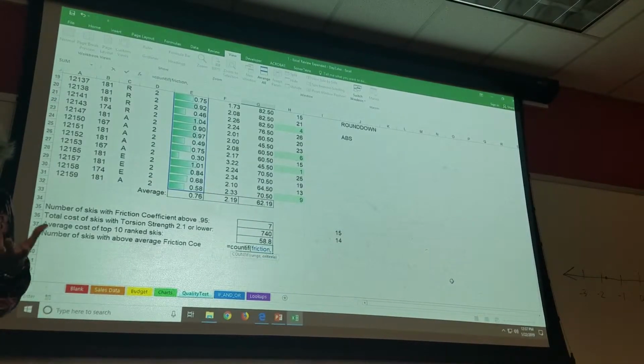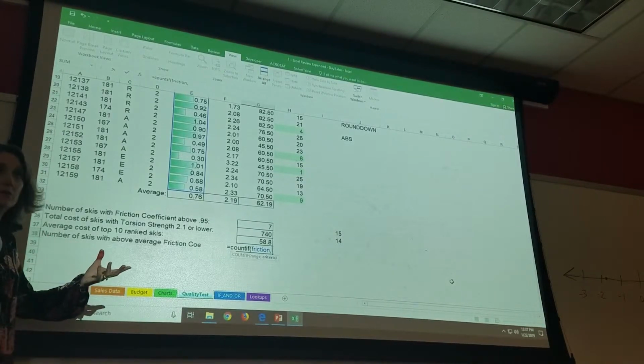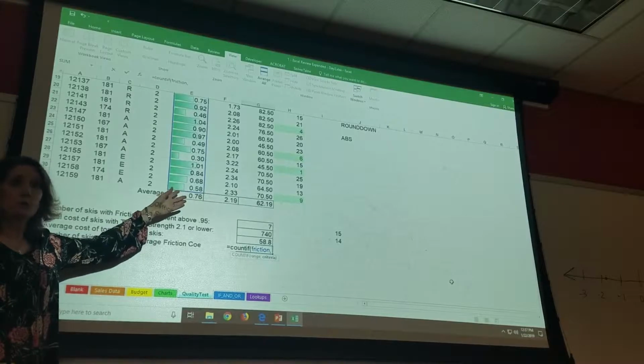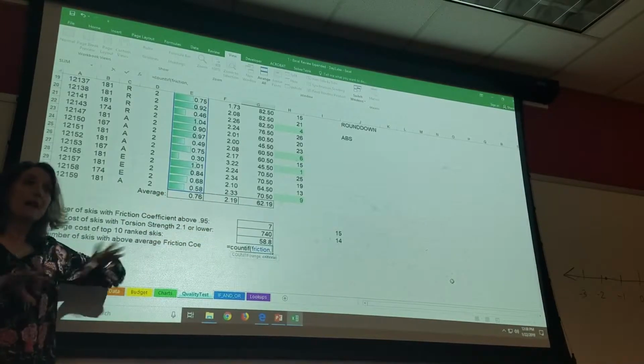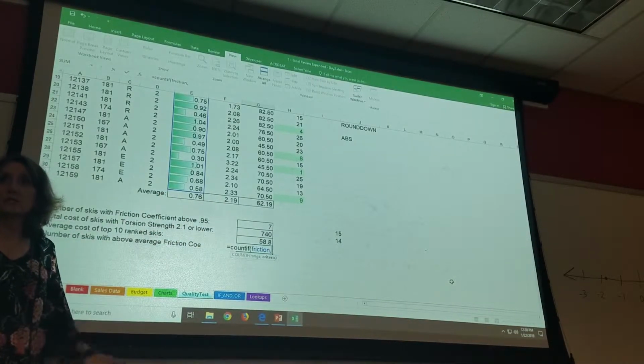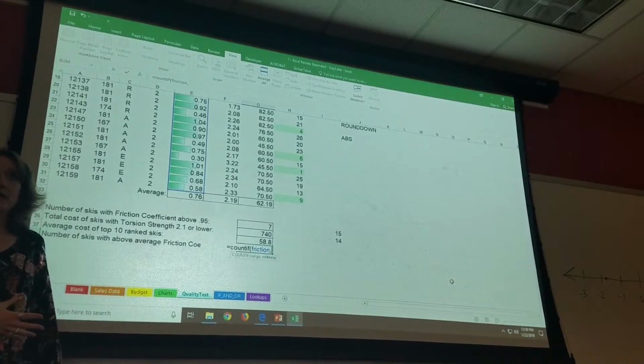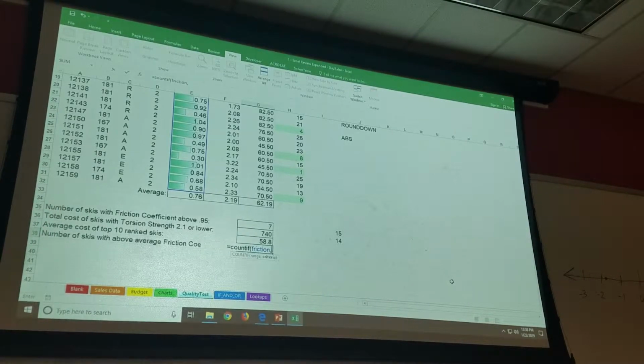We actually have that value already on our worksheet, don't we? There's the average right there. We don't want to type 0.76 in here. We don't ever want to type numbers, letters, and stuff into our formulas. I just had to get us here. So here's what we do. We're going to compare to that cell. And above average would mean greater than.